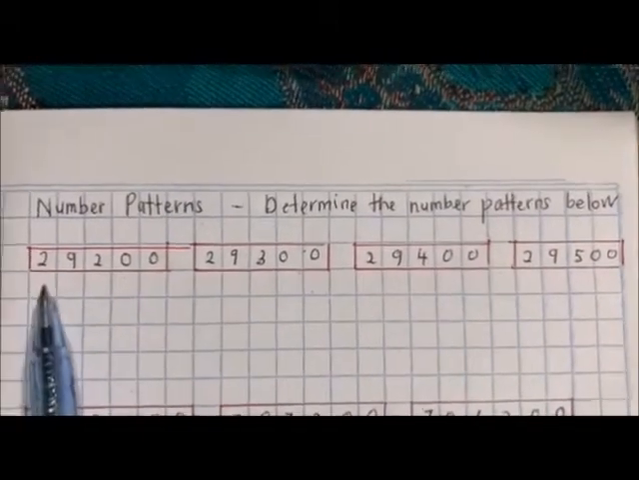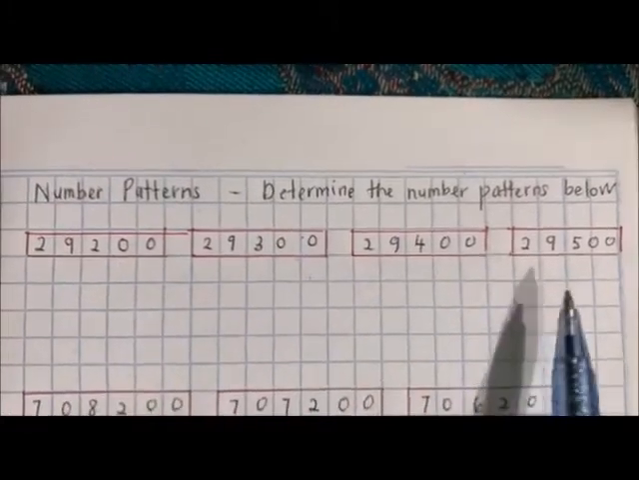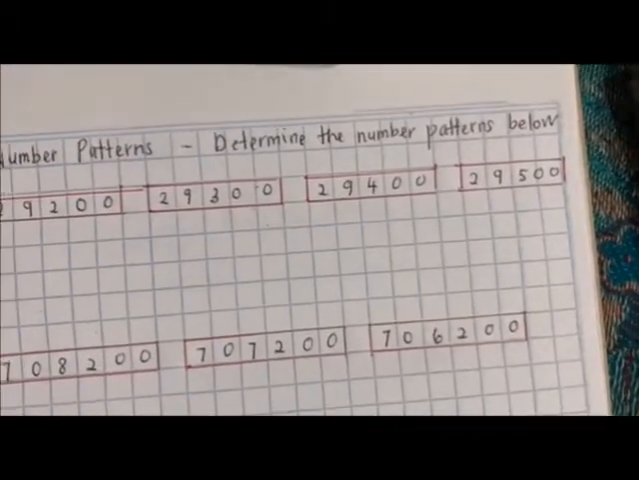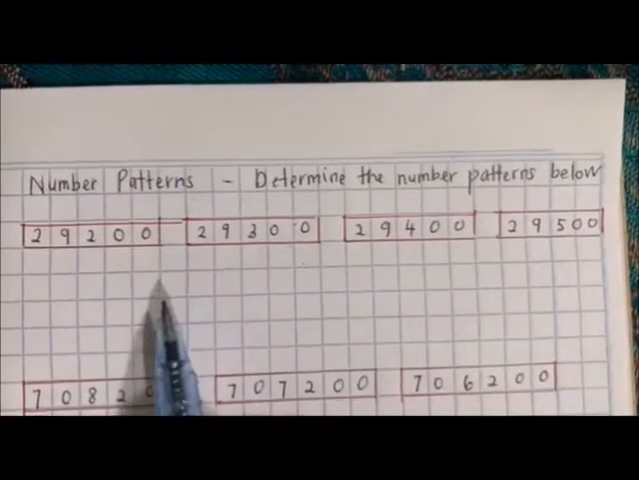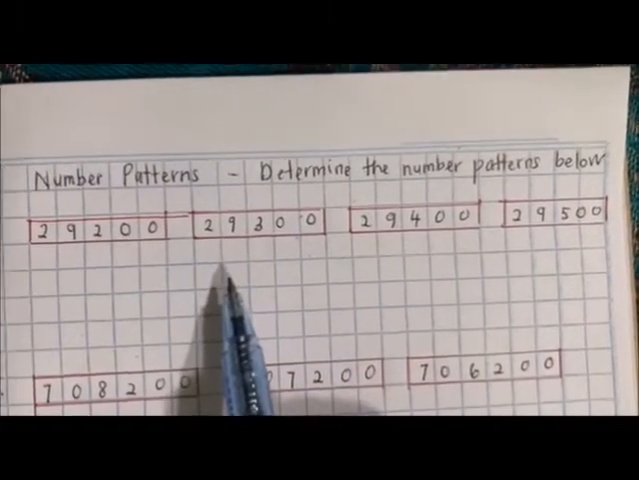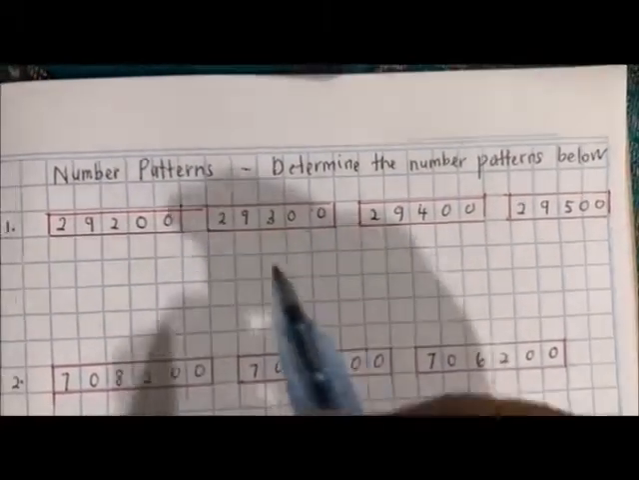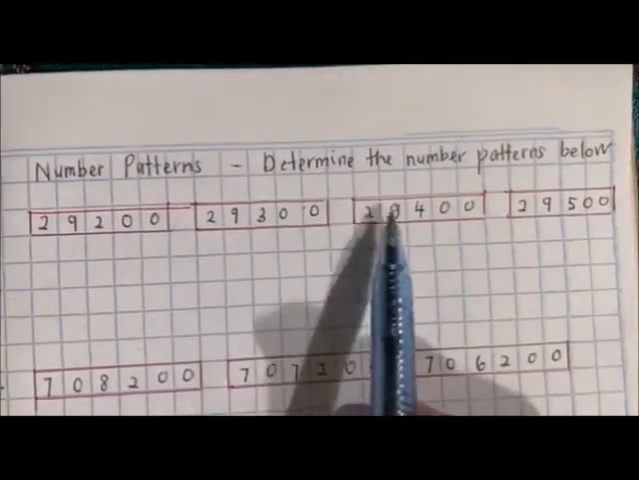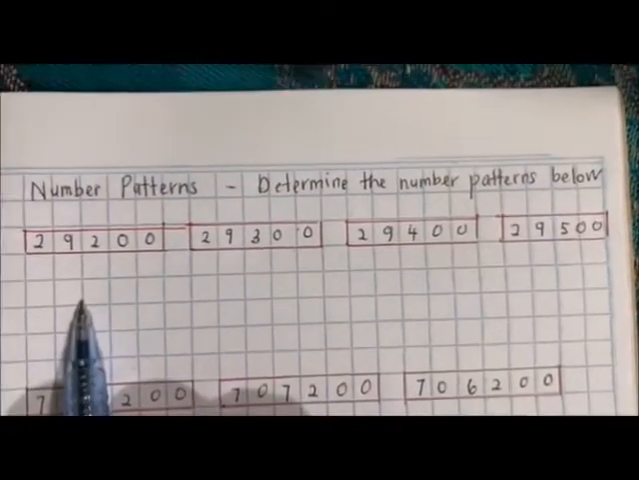So you need to know first, increase or decrease. When you look at this here, that is increasing. The number pattern is increasing. So you need to know the value of the number, the difference from the first one to the second to the third to the fourth. So what you need to do, you need to minus.